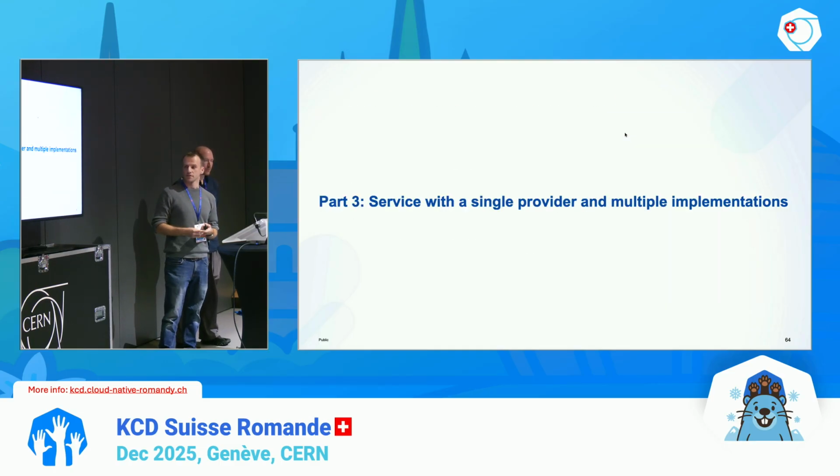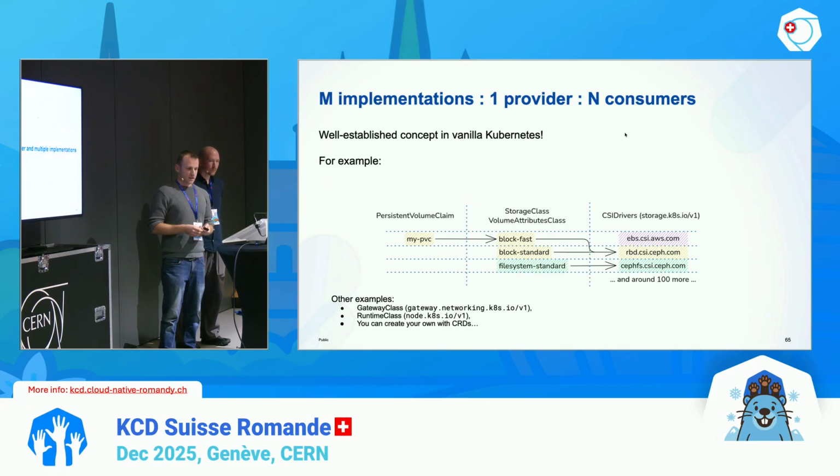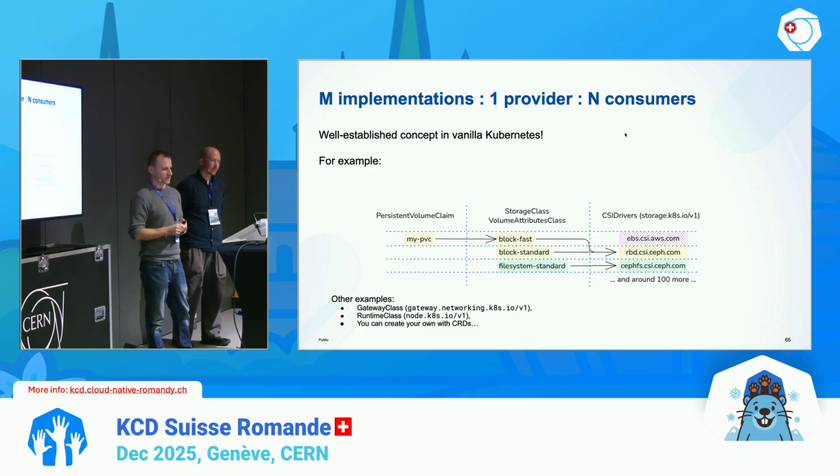So we are moving on to the first instance of polymorphic interfaces. And this is service with a single provider and multiple implementations. So if this sounds weird, it's really not. This is something you deal with every day if you work with storage in Kubernetes.